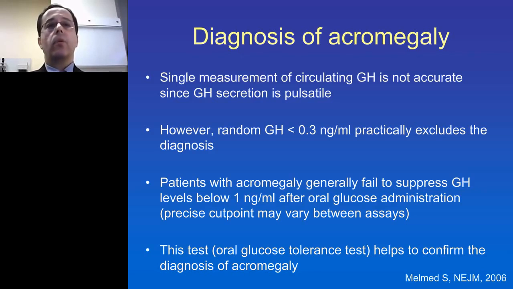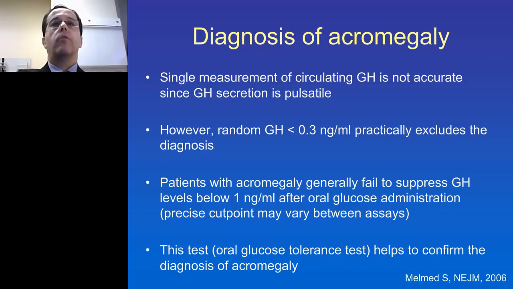During this test, growth hormone levels are measured every 30 minutes for 2 hours after administration of 75 grams of glucose, and patients with acromegaly generally will fail to suppress growth hormone levels below 1 nanogram per ml after the oral glucose administration. The precise diagnostic cut point, again, may vary between assays and has become more stringent over time, largely because of the availability of more sensitive assays. So this is a helpful test to confirm the diagnosis of acromegaly.